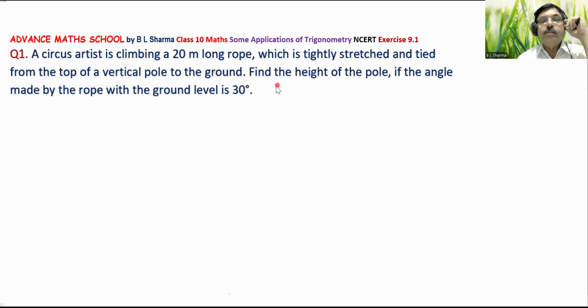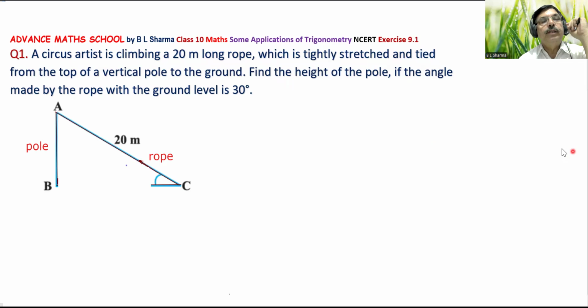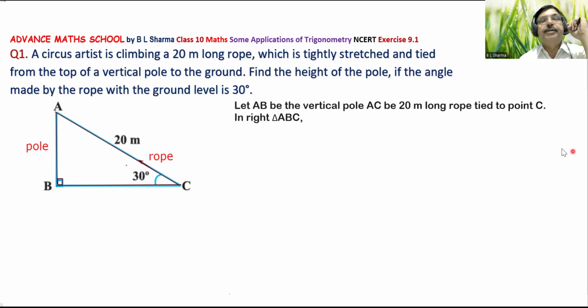To visualize this question, we have to draw the figure. Say this is a vertical pole and this 20-meter rope making 30 degree with the ground right here. Now we have to find out the height of the pole. This angle of elevation means this is 30 degree and the length of the rope, that is 20 meter.